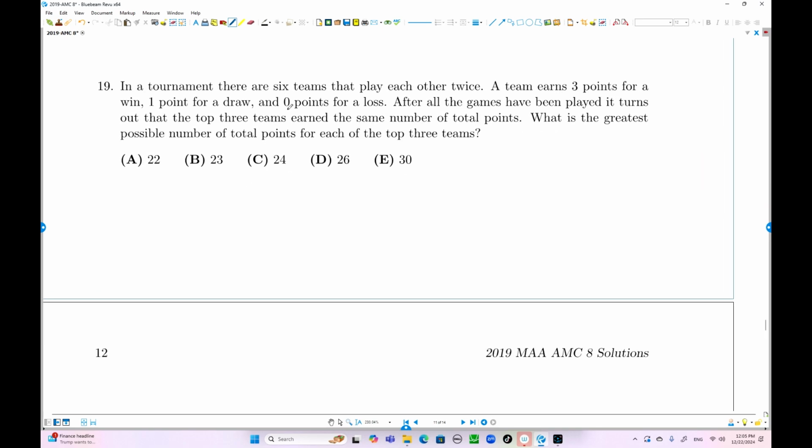Okay, we have a tournament. There are 6 teams that play each other twice. Okay, not one time, twice. If we have 6 teams, A, B, C, D, E, F. So each team gets 3 points for a win, but if they draw, 1 point. Loss is 0 points. Okay, that's the rule. 3, 1, 0.